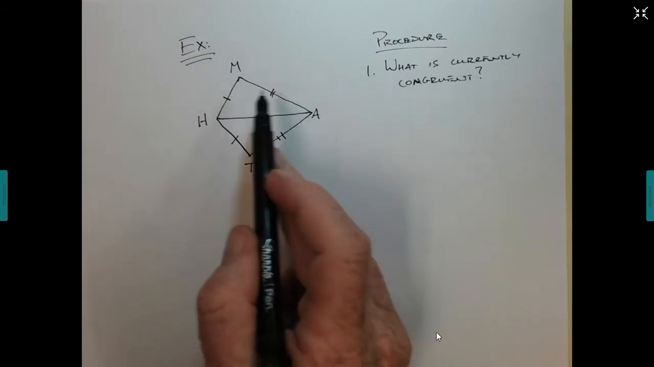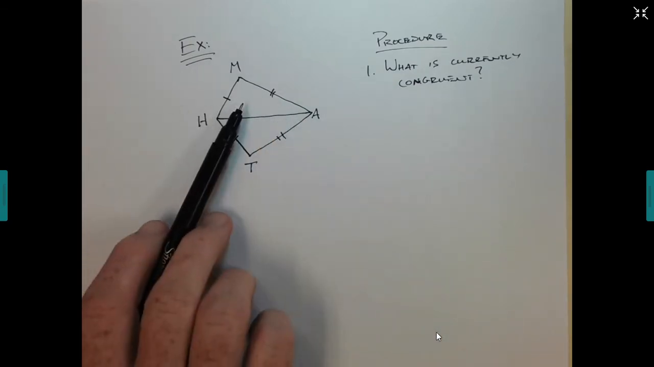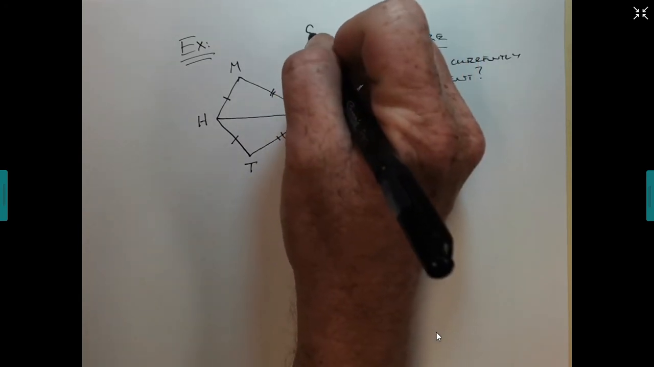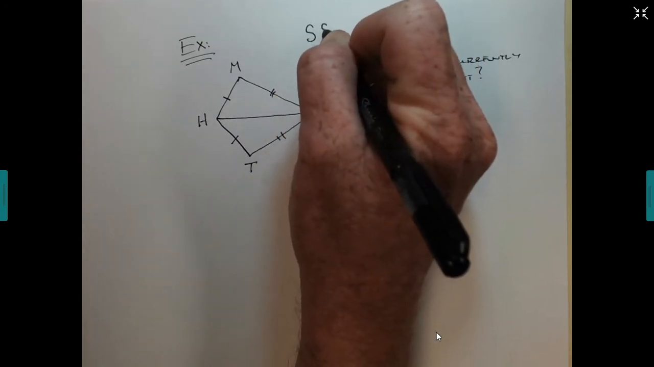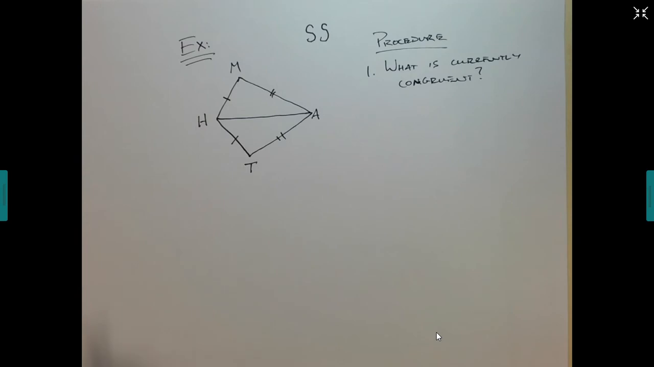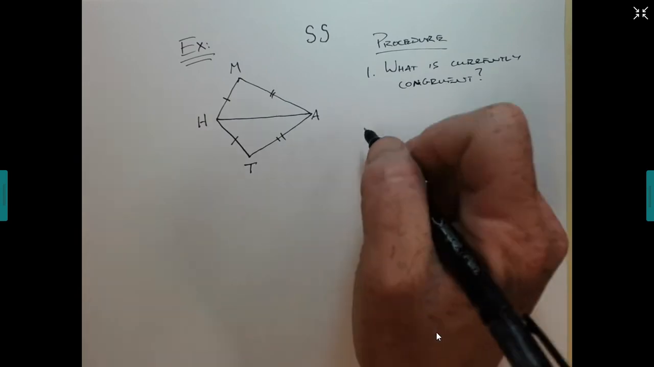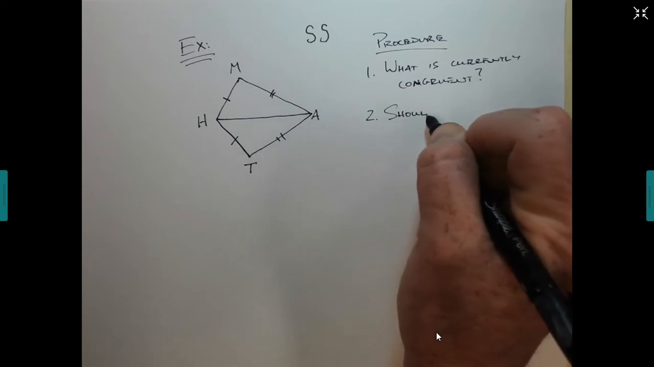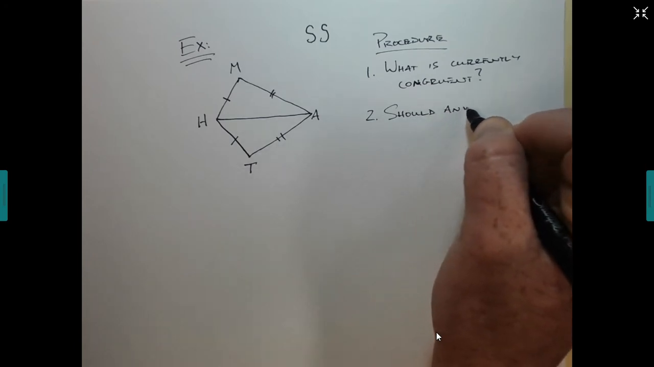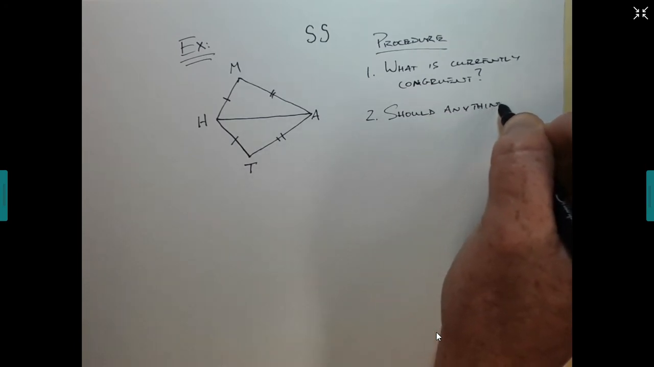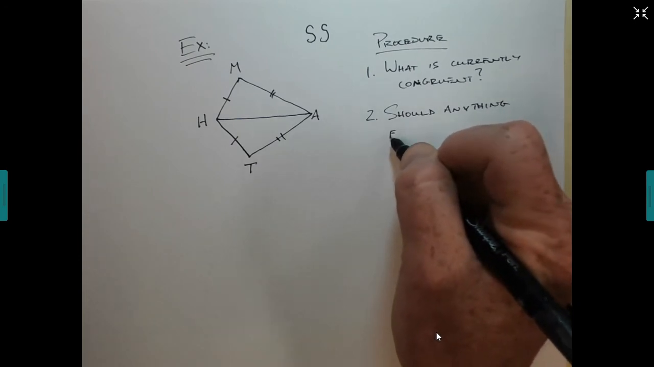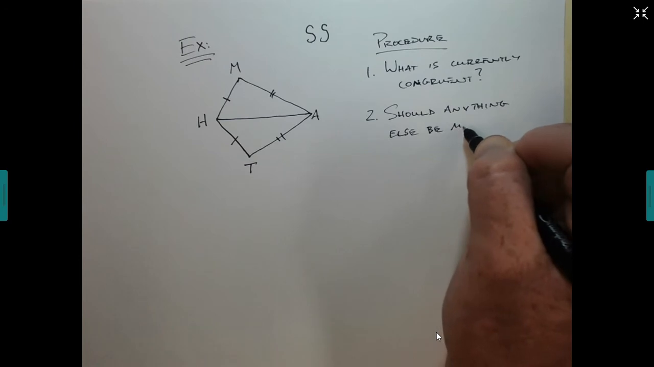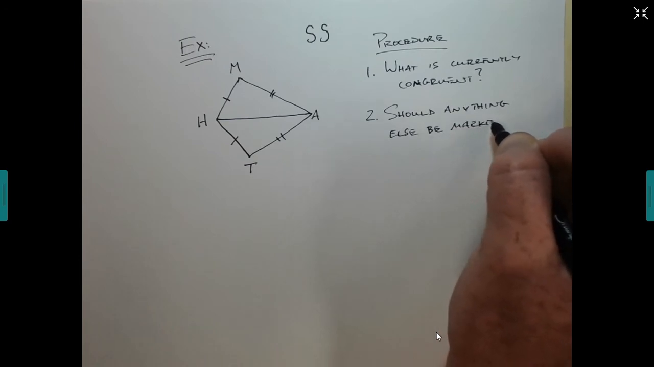You want to make sure and take note that in each of the triangles, I have currently not just one side, but I have a second side that's been marked congruent. Step 2, should anything else be marked congruent? Here's where you're going to get yourself in trouble.